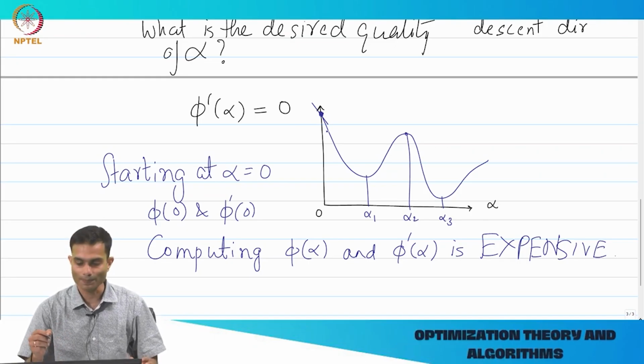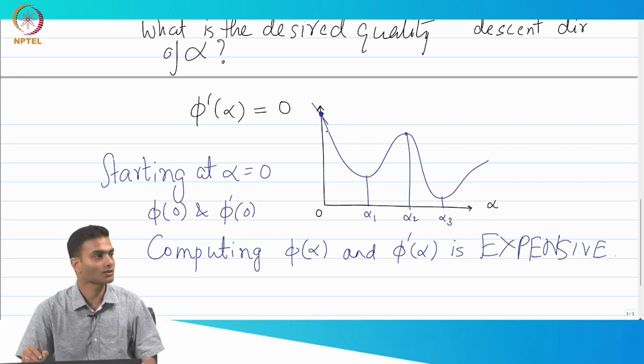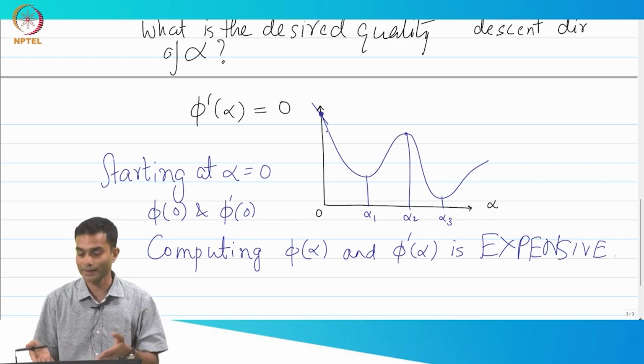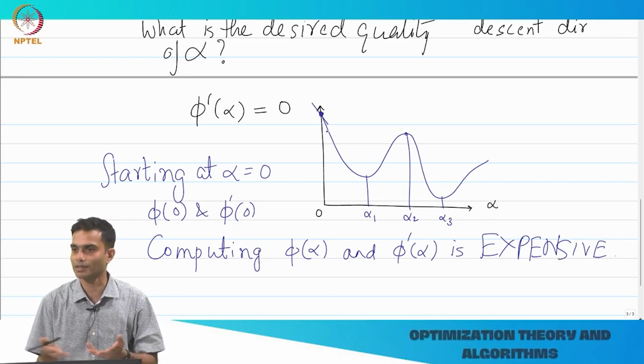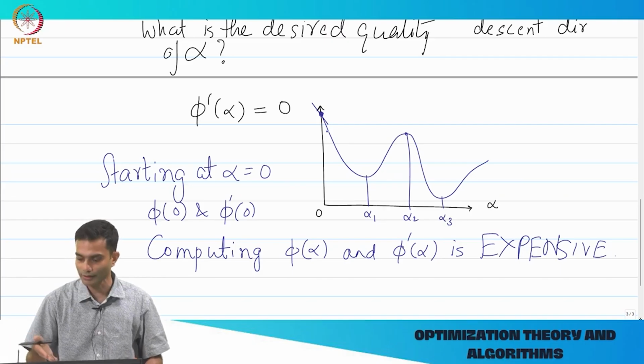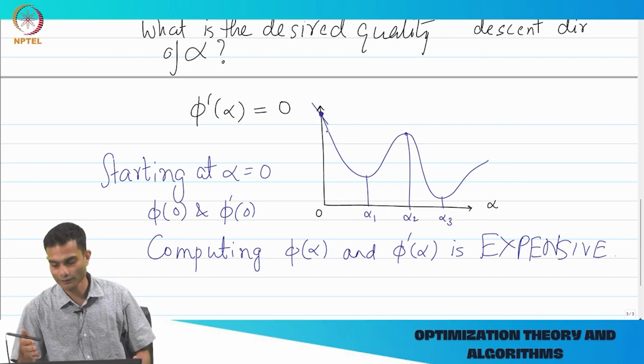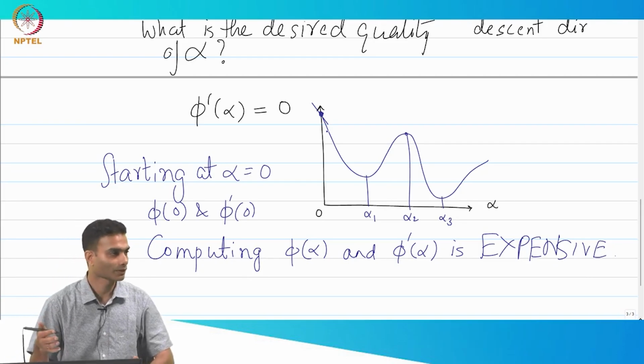What is the bottom line? That even though I can see there are 3 interesting alphas over here, if I could have this graph, I don't need to do any line search. I can automatically say that alpha 3 is the best, it gets me to the global minima. I need not bother with alpha 1, which is a local minima, or get fooled by alpha 2, which is actually a local maxima, right.